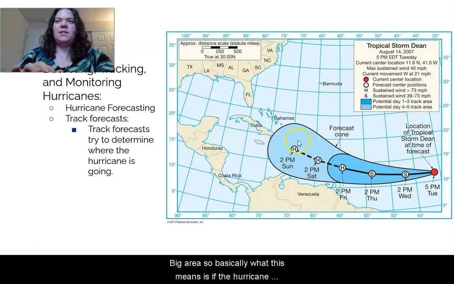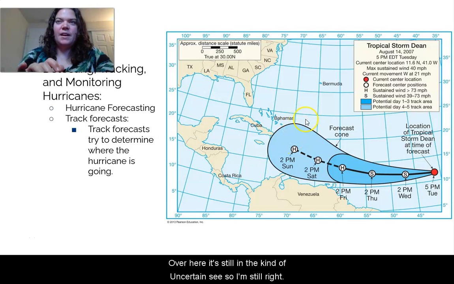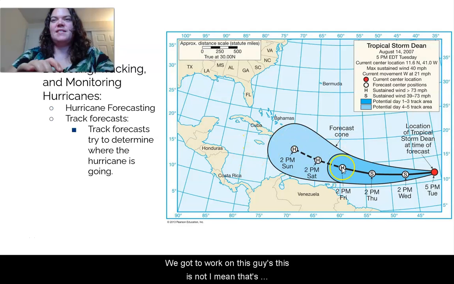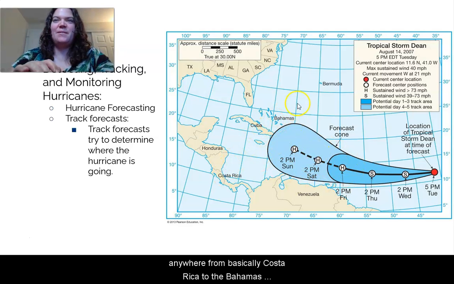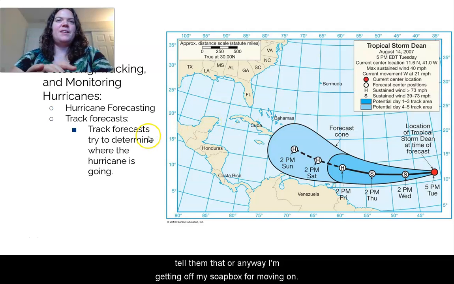Big area. So basically what this means is if the hurricane ends up being over there, over here, it's still in the cone of uncertainty, so I'm still right. We got to work on this, guys. That's anywhere from basically Costa Rica to the Bahamas. It's like this big swath. I have no idea where it's going. Either tell them that or, anyway, I'm getting off my soapbox.